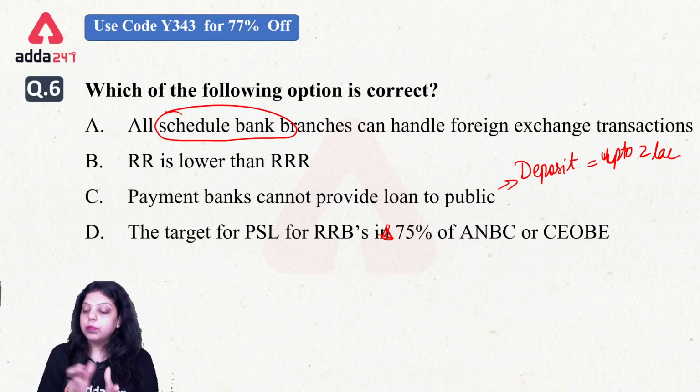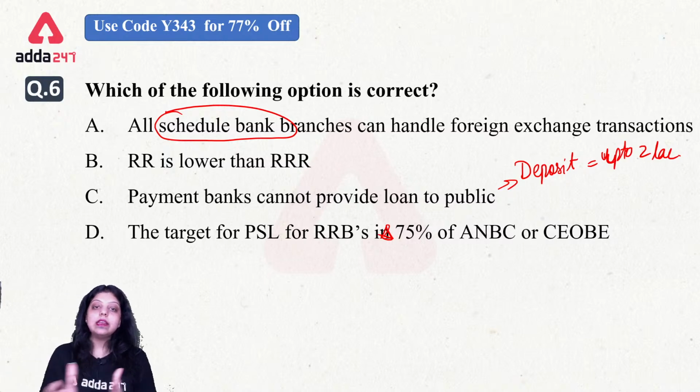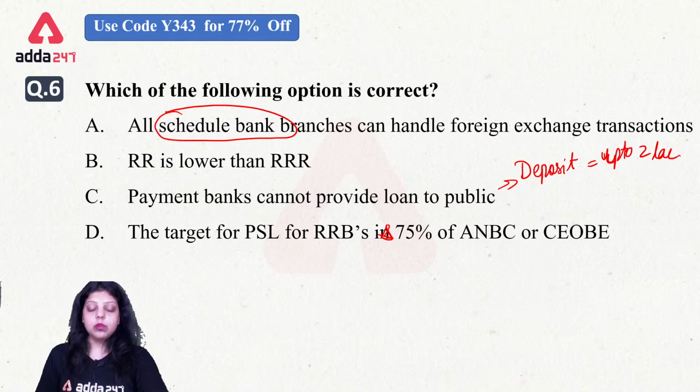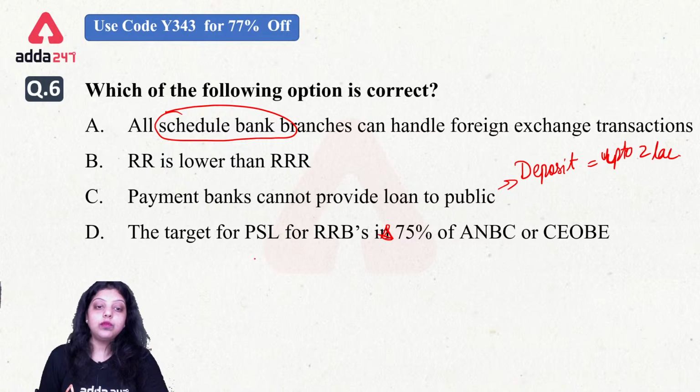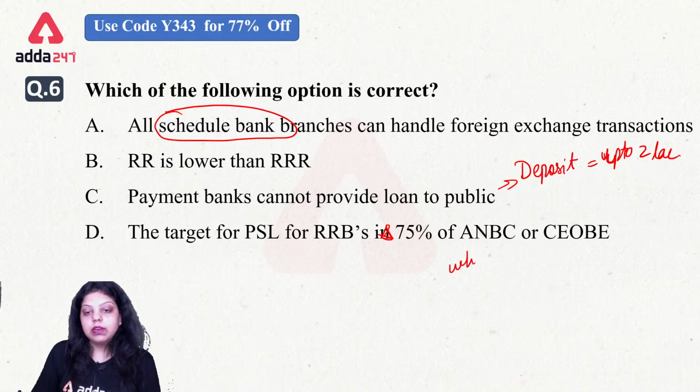Okay. Now, payment banks accept only up to 2 lakh rupees of deposit, so they cannot provide loans to the public, but they can invest in risk-free assets. So this statement is true. If we are talking about D option, the target for PSL for RRBs is 75% of ANBC or CEOBE, whichever is higher. Whichever is higher is very important.